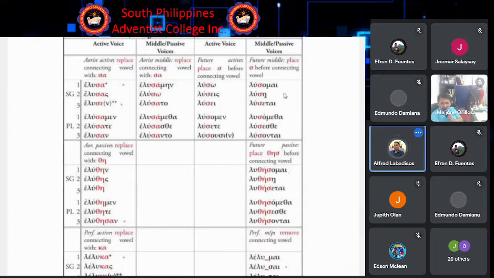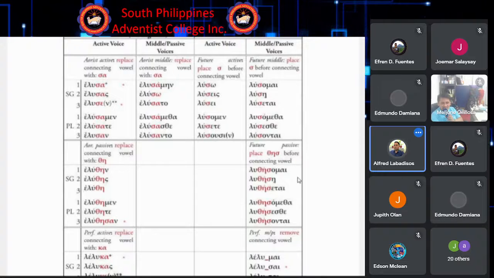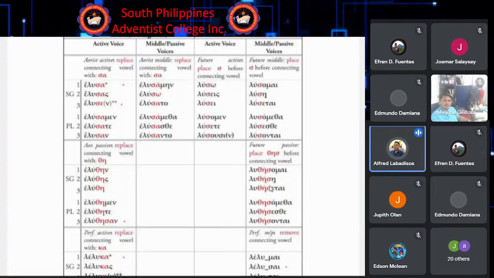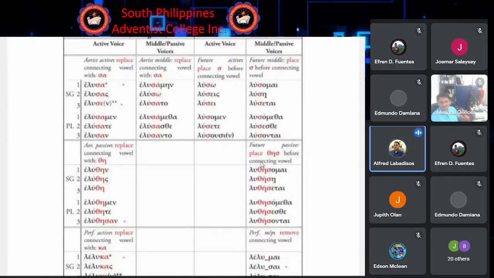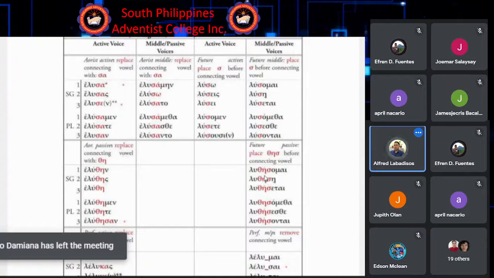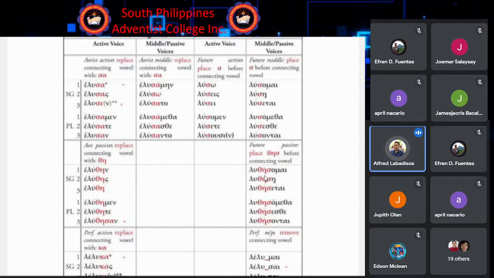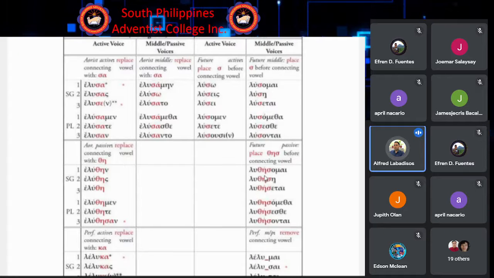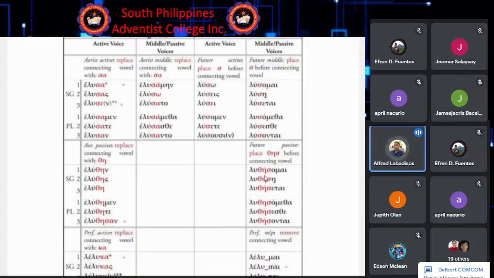With the middle voice in the future. And also again, notice here that the endings of the future passive are based on the present passive endings. Okay? So the only difference is what? Again, we have the tense identifier. When we say tense identifier, it's a letter or group of letters used to tell you the tense. That's why it is called tense identifier. You are using this letter or group of letters to identify the tense of the verb.